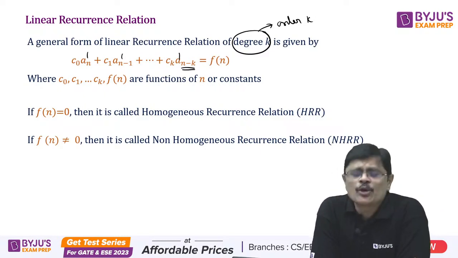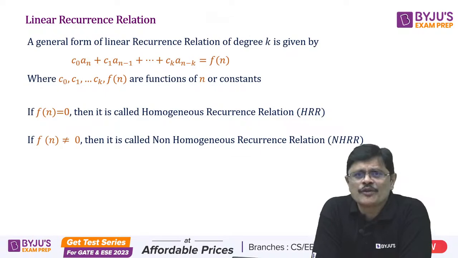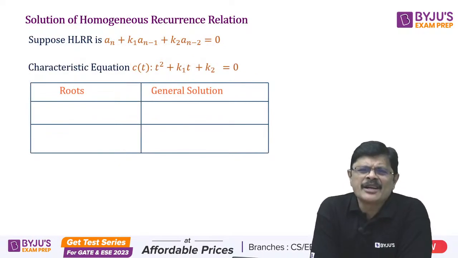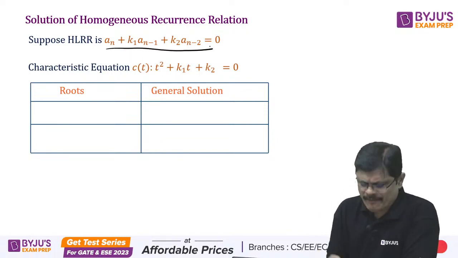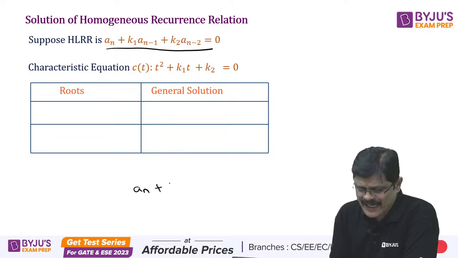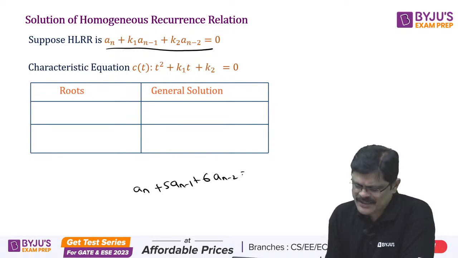And if f(n) is 0, you call it homogeneous. If f(n) is non-zero, we call it non-homogeneous. I am interested only in the homogeneous one, sir. I consider a second order homogeneous linear recurrence relation. Whenever they give you this problem, for example, I have a problem like a(n) + 5a(n-1) + 6a(n-2) = 0.